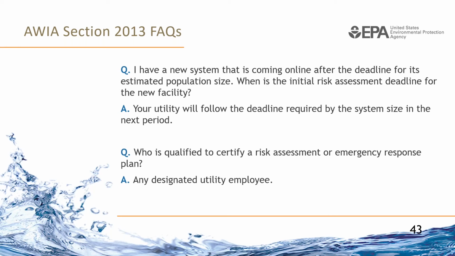Who can certify? We talked about this one a little bit. The certifying official just needs to be someone from the utility. This question often comes up when a contractor is helping a water system create their risk assessment or their emergency response plan. That's great. Contractors can definitely help prepare those documents, but they cannot certify. A utility representative needs to be the one to submit the certification.